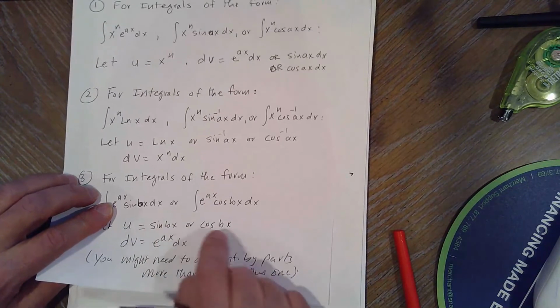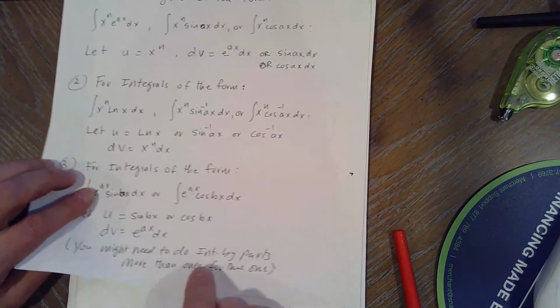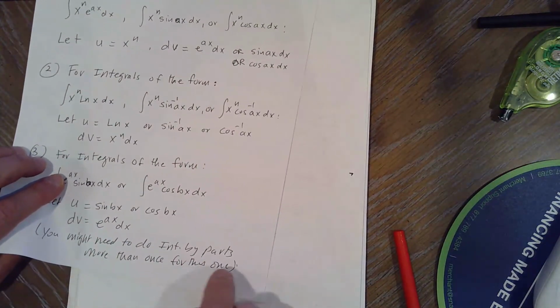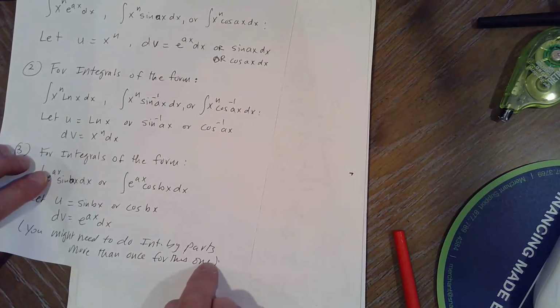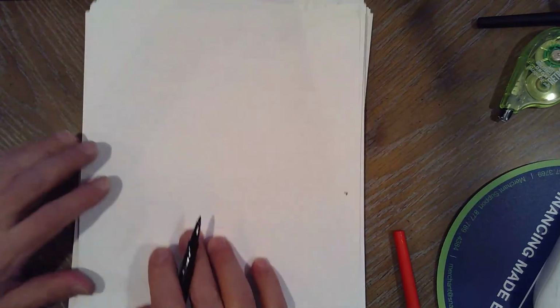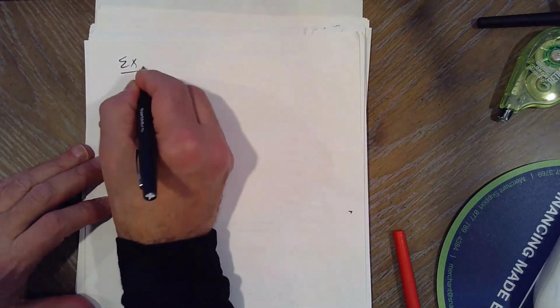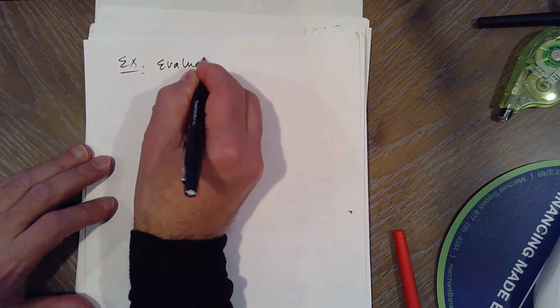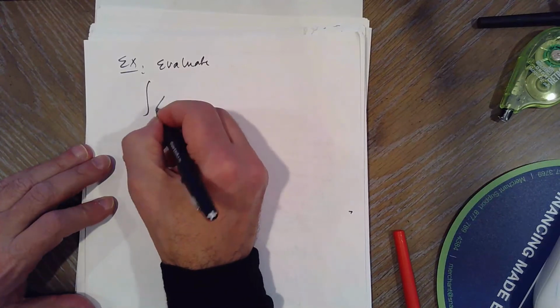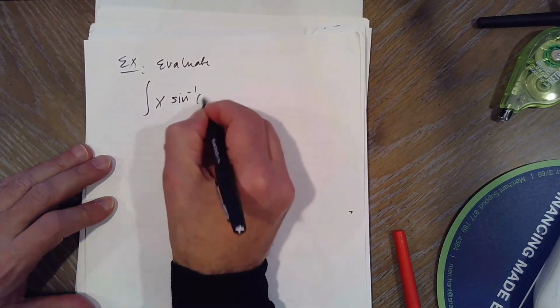I did the other way around, it doesn't matter. And then dv is this. And then you might have to do wrap around like I did. You might have to do more than one integration by parts. So here's an example. How do we evaluate the integral of x sine inverse of x dx?